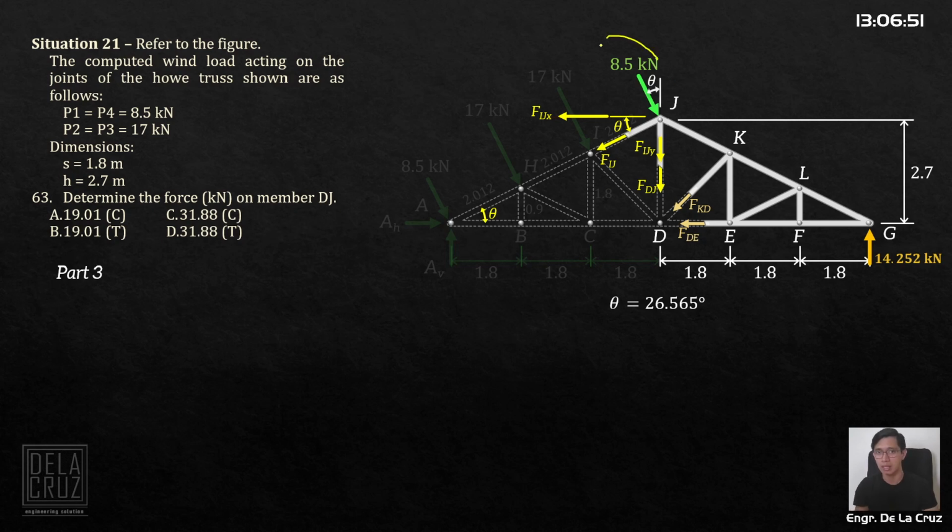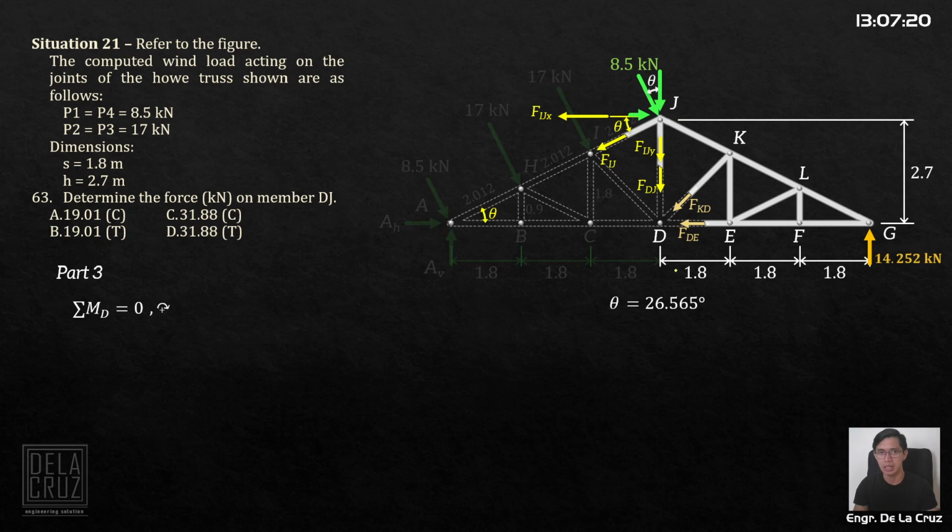For our loading naman, which is the wind load, dito natin siya ilalagay. Obviously, yung vertical component, mawawala pag nag-moment tayo sa D. Yung force na mag-cause ng moment is yung horizontal component lang. So, summation of moment at D, positive clockwise.